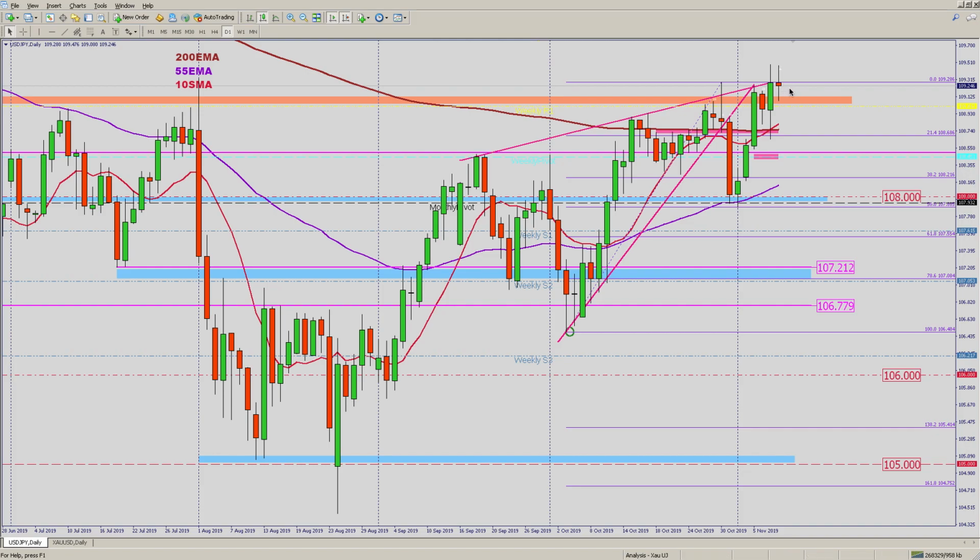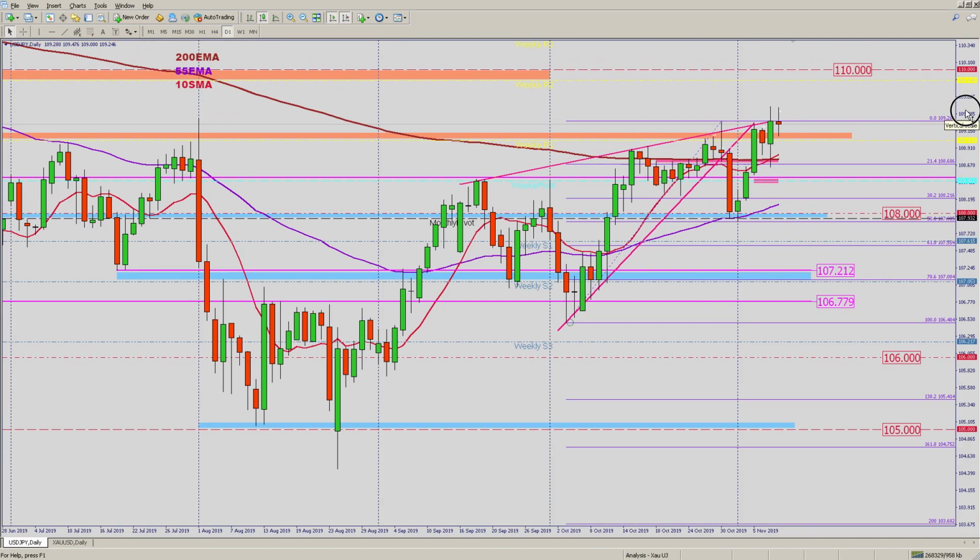So there could be some consolidation at the start of the week, some retracement before any attempt to push up higher. This is going to be the next key resistance zone, moving towards the 110 round figure level.